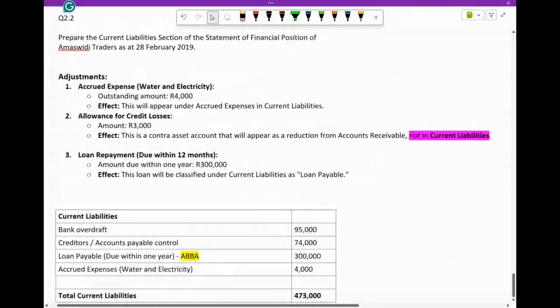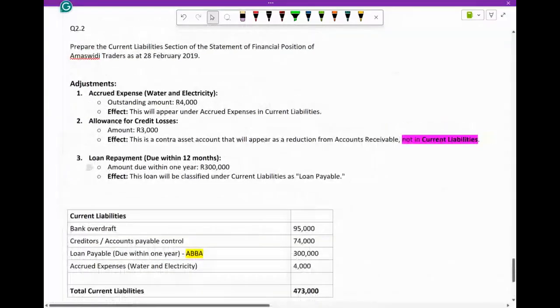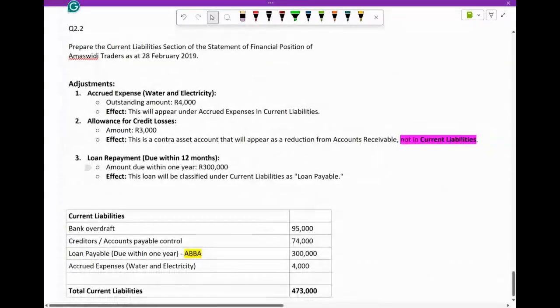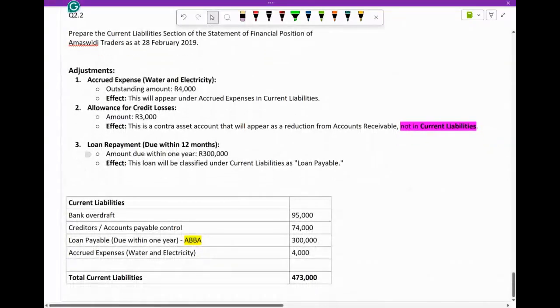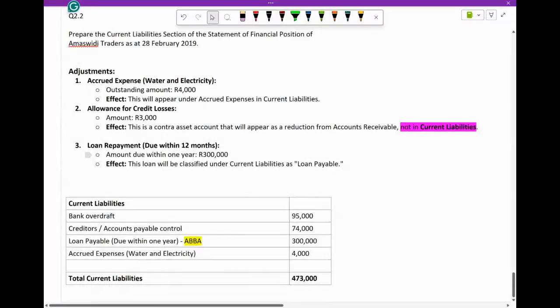So here, let's see now. 2.2, what are they asking? Prepare the current liability section in the statement of financial position. Remember I told you guys, they can ask you any one of those financial statements, or they can ask you a portion of any one of those financial statements. They ask just for the current liabilities.